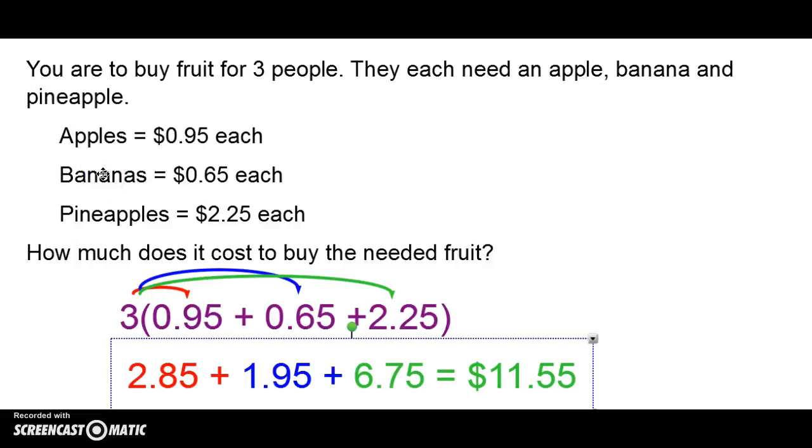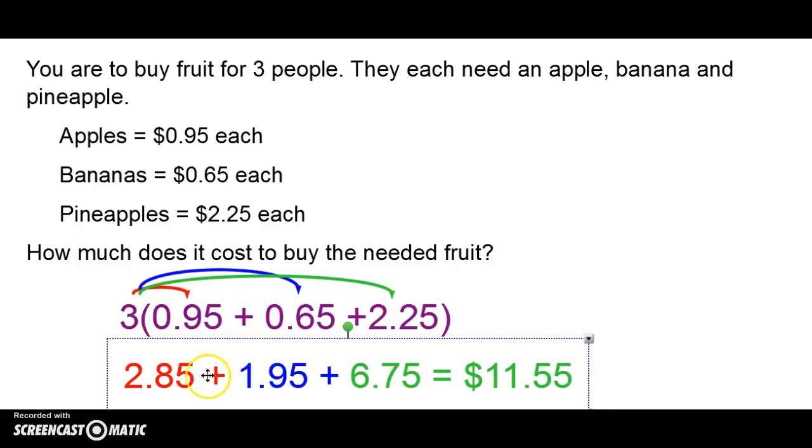All right, word problem, not difficult at all. You're to buy fruit for 3 people. They each have an apple, banana, and pineapple. There's the price of each. So algebraically, yes, you could add them all together first and then say times 3. Or the right way, according to this lesson, is put everything inside the parentheses and then distribute the 3 multiplied times each one. And then you'd have $2.85 here, $1.95 here in the blue, and then $6.75 in the green, and all together the total will be $11.55.